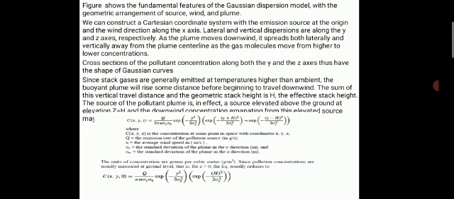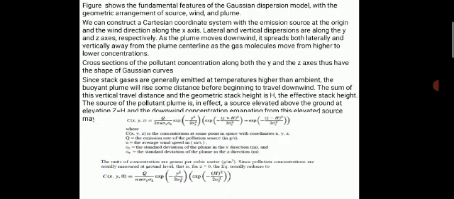Since pollution concentrations are usually measured at ground level, that is for z equal to 0, the above equation is reduced to this equation. This equation takes into account the reflection of gaseous pollutants from the surface of the ground. We are usually interested in the greatest value of the ground level concentration.